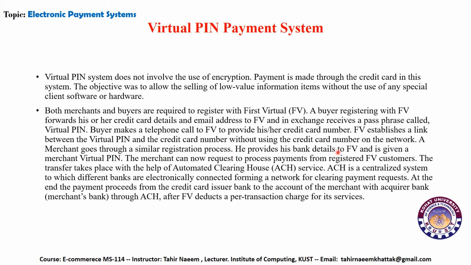A merchant goes through a similar registration process. He provides his bank details to First Virtual and is given a merchant virtual PIN. The merchant can now request to process payment from the registered First Virtual customer. The transfer takes place with the help of the Automated Clearing House, or ACH, service. ACH is a centralized system to which different banks are electronically connected, forming a network for clearing payment requests. At the end, the payment proceeds from the credit card issuer bank to the merchant's account with the acquirer bank through ACH, after First Virtual deducts per transaction charges for its services.